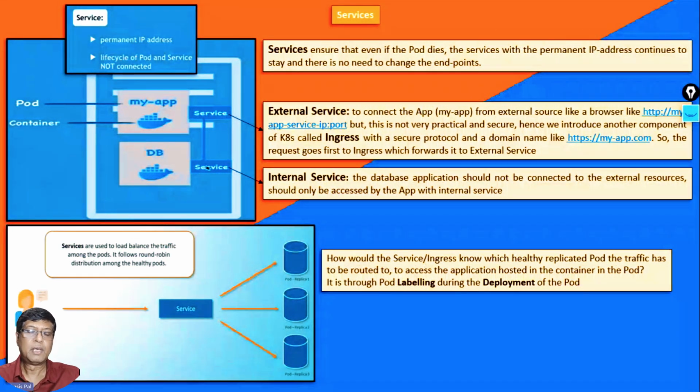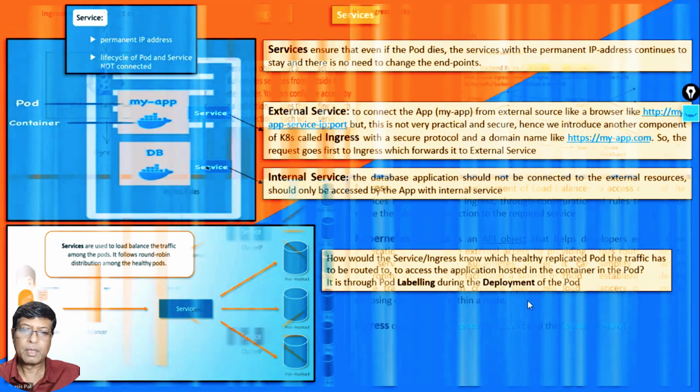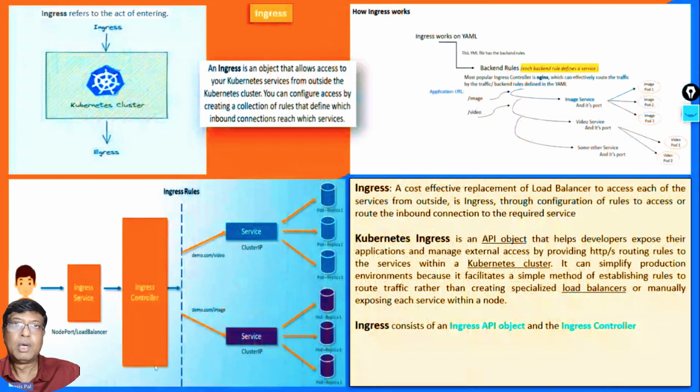Without a service, you will not be able to reach the pod which was deployed through the deployment manifest. So how do you reach? There are various external services, internal services. There is your node port service. How will a service know a particular pod? The service will access the pod by the label that has been given.